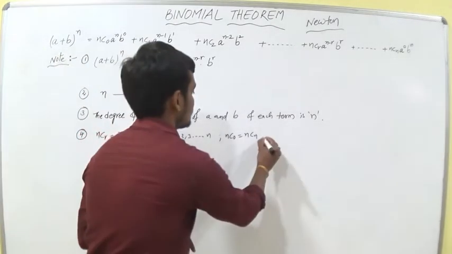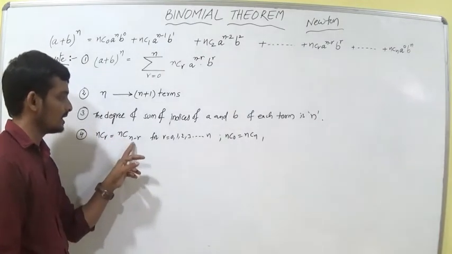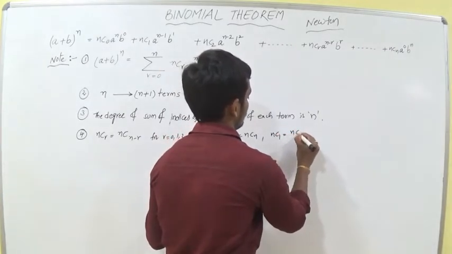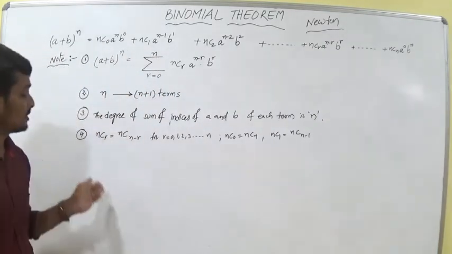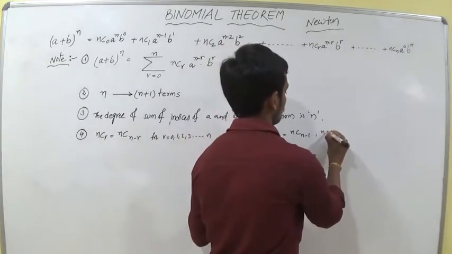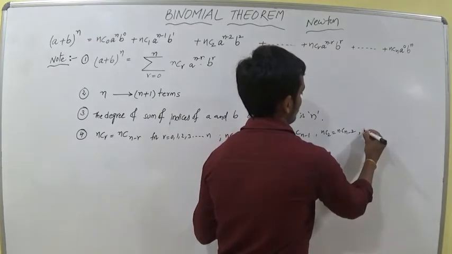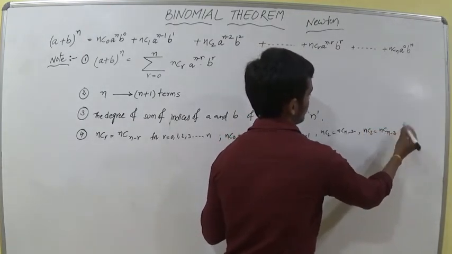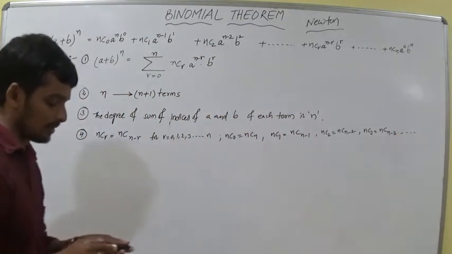The same way, nC1 is equal to nC(n minus 1). The same way, nC2, the second term, is equal to nC(n minus 2). The same way, nC3 is equal to nC(n minus 3), and so on. I think you can't understand this, I will explain again.